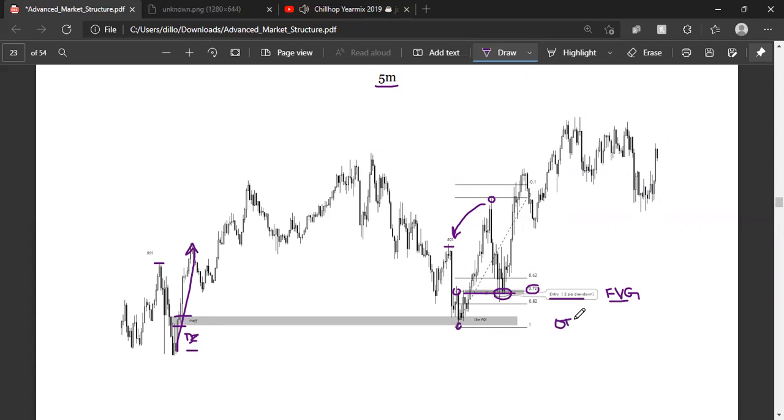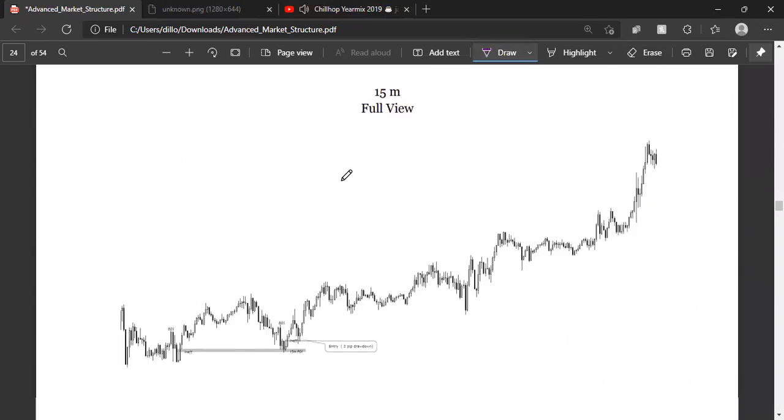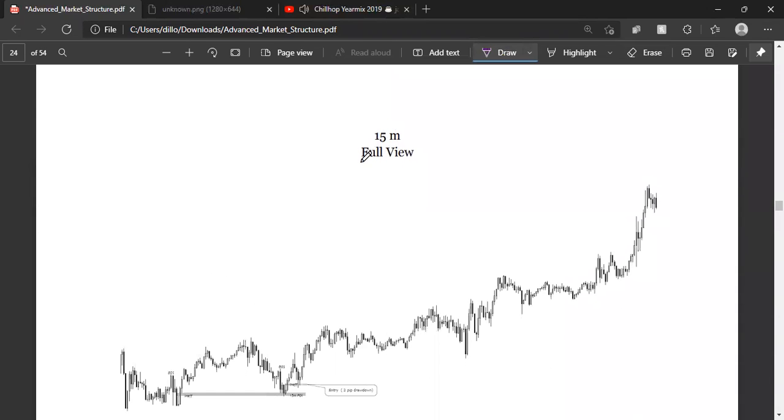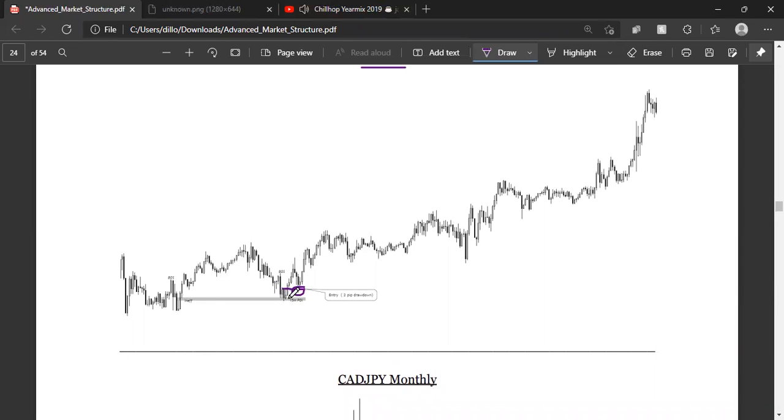Technically, this could be OTE, right? Even though it's just a regular Fibonacci entry. A lot of people like to call it OTE. It's fine. Call it what you want. Anyway, that was the 5, and then the full view of the 15-minute time frame. So here was the initial rejection, and then here was our entry. So all this profit here. Such a beautiful trade setup.